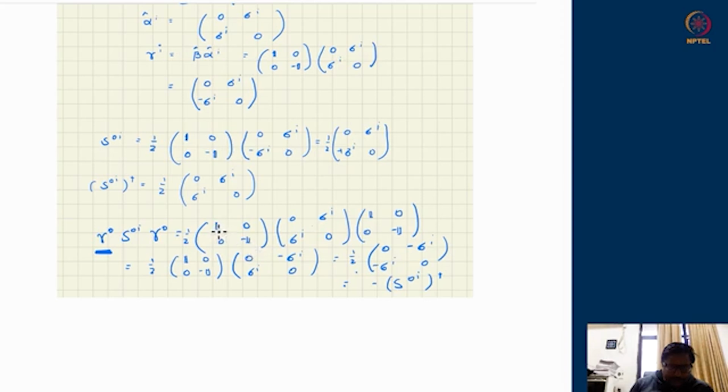This is a 2 cross 2 dimensional matrix identity. This is also 2 cross 2, this is also 2 cross 2, this is also 2 cross 2, and 0 is also an empty 2 cross 2 matrix. So everything is 2 cross 2, and you have to do it slightly carefully. This means 1 0 0 0, 0 1 0 0, 0 0 minus 1 0, 0 0 0 minus 1.